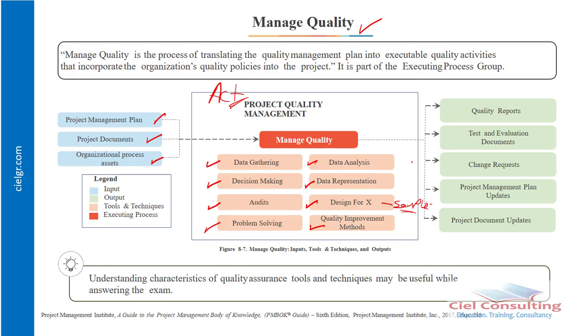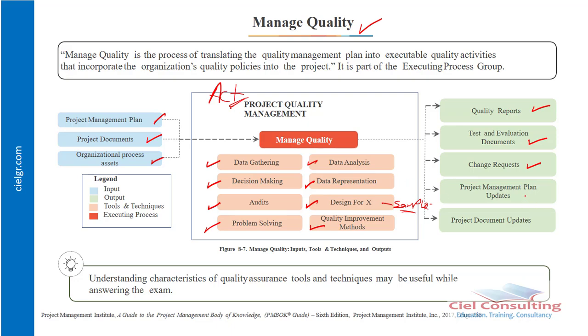So the output would be your quality reports. When we talk about quality reports here, it refers to the outcome that we get after we manage our quality. And then also you have our test and evaluation documents. Test and evaluation documents are documents that enable us to effectively keep a record of all the results that we gathered in the course of the manage quality process, for example, in the course of the quality audit or inspection. Then we can also do a change request if the need arises.